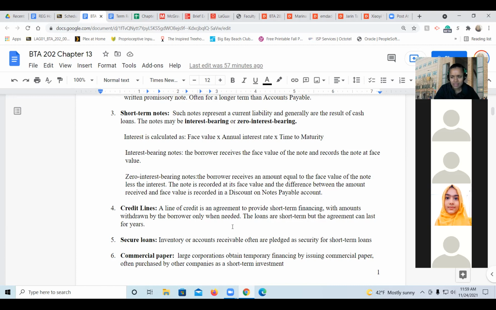A secured loan is just a short-term loan, but you have some type of security or collateral against it. So you use inventory or accounts receivable or something like that.